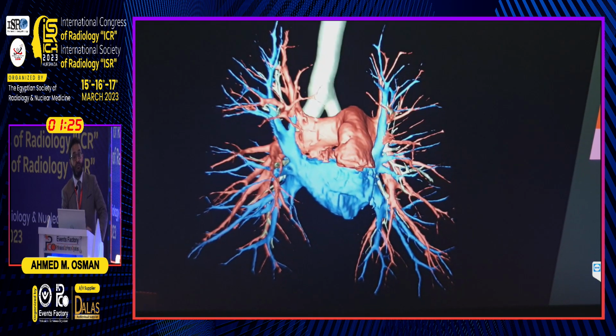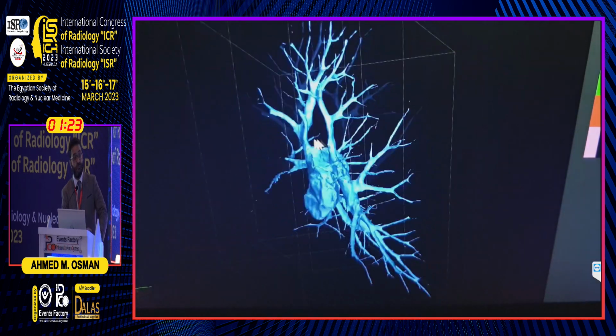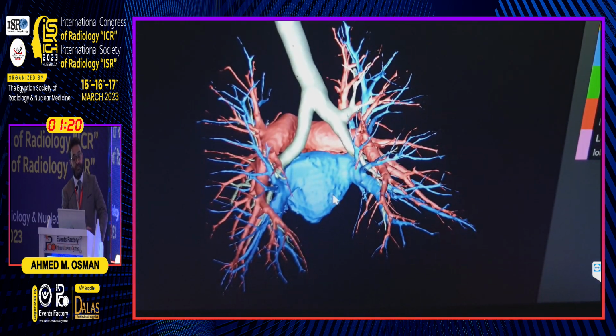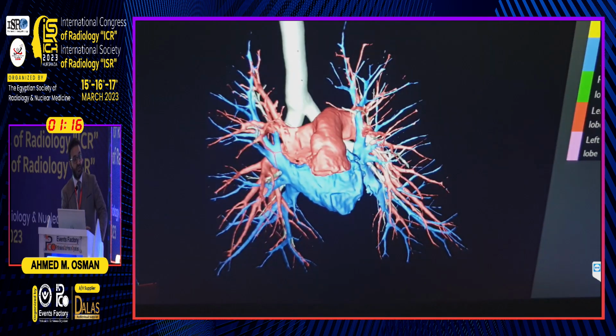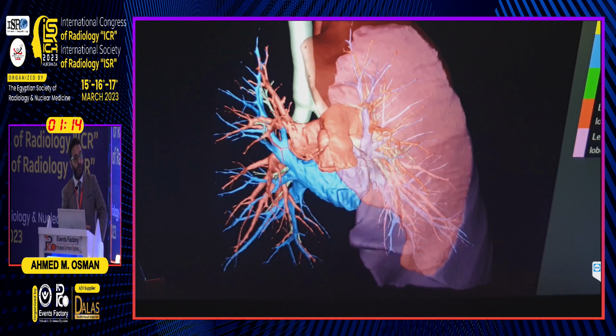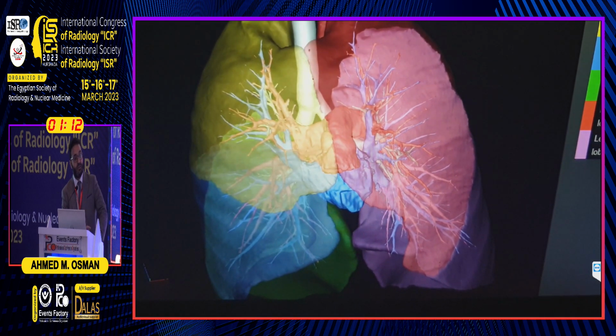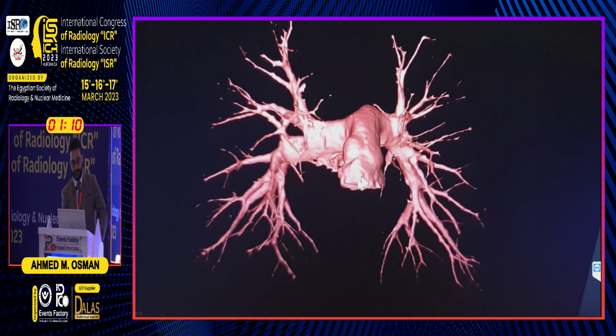This is almost a demo we can do for the surgeon before the operation: the point of dissection, the vascular structure, where to dissect, how to preserve the other lobes of the donor.